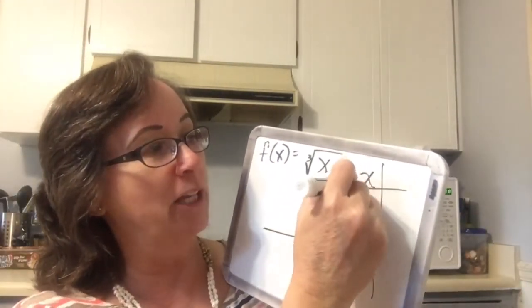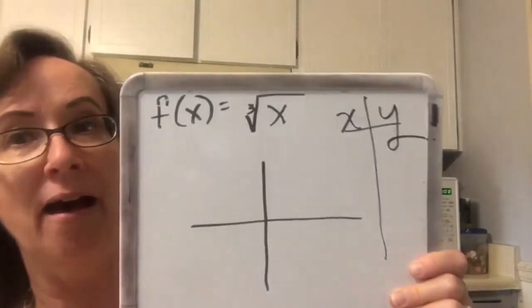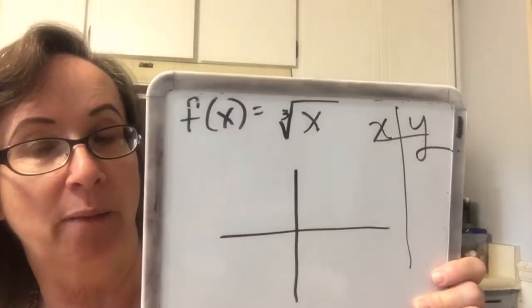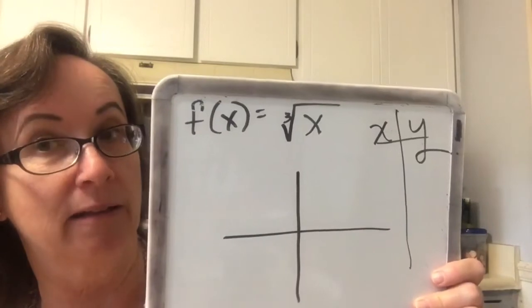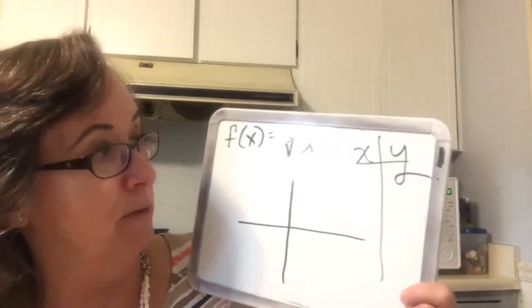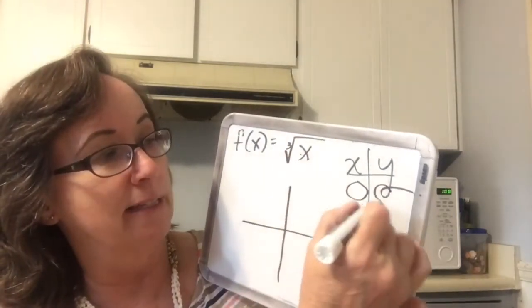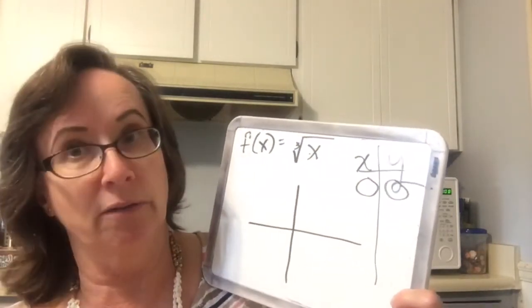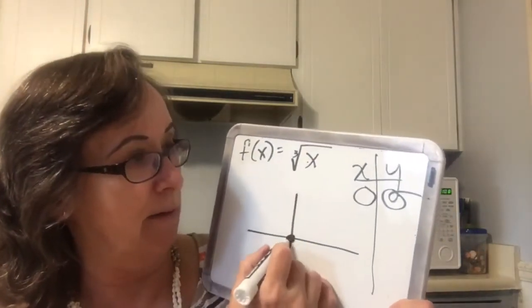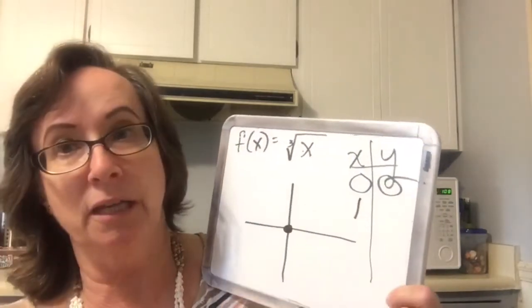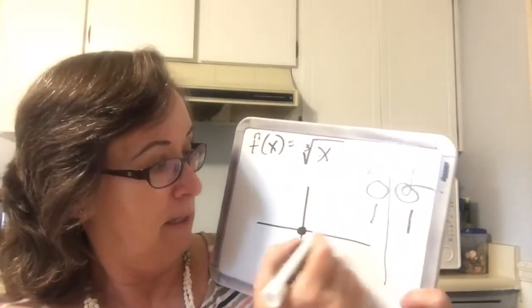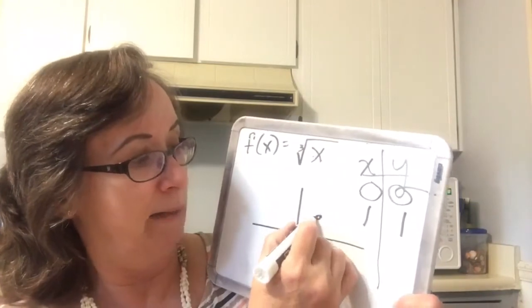But, so we're going to make a little grid here. Now remember that cubic roots do not have the same problem with signs that square roots and even roots do. So if I plug in a 0, I get out a 0. Cubic root of 0 is 0. So 0, 0. If I plug in a 1, the cubic root of 1 is 1. So I get 1, 1.